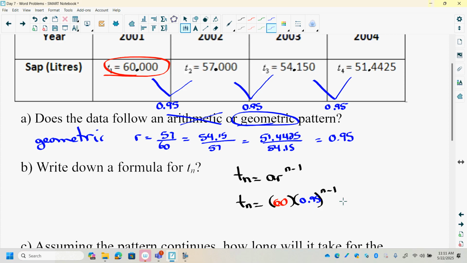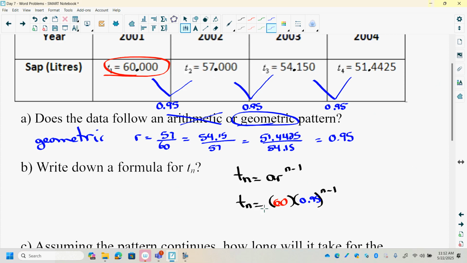And look, if I wanted term 1, I'd fill a 1 in for n. 1 minus 1 is 0. 0.95 to the 0. Anything to the power of 0 is 1. 1 times 60, I would get 60. If I wanted term 2, I'd fill a 2 in for the n's. 2 minus 1 is 1. 0.95 to the power of 1 is 0.95. 0.95 times 60 would give me 57. I could generate any term.